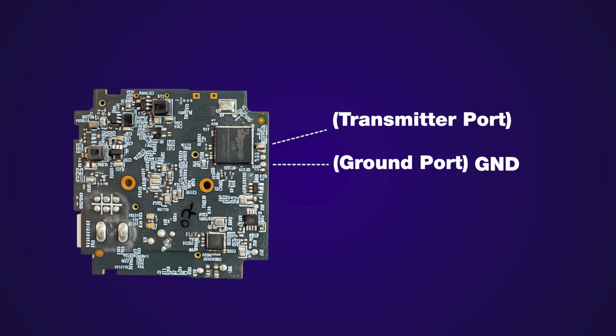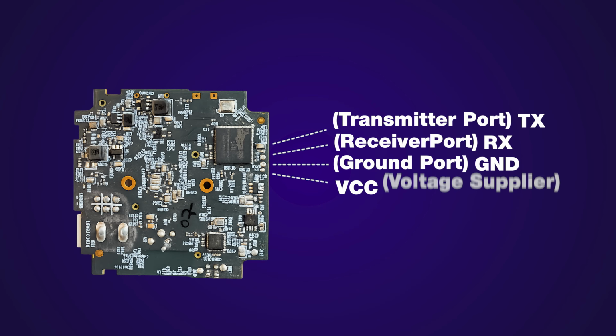To be clear, UART has 4 ports, namely the ground port, which can be labeled as GND, the transmitter port, which can be labeled as TX, the receiver port, which can be labeled as RX, and the VCC port, which is used to supply a voltage, usually 3.3 volts or 5 volts.